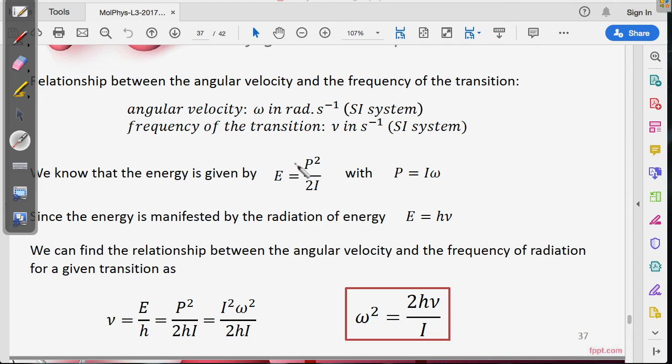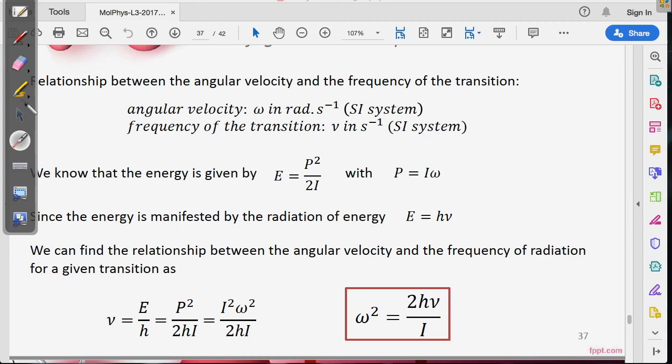You just put these two equal together. If you put them equal together, you will find that nu equals E over h and E equals p squared over 2I. This is I squared omega squared over 2I. You basically solve for omega squared and you find that omega squared is 2h nu over I. So this just gives us the angular velocity, because in all the cases before, we did not use the angular velocity. We did not know how many times per second the molecule is actually rotating. And this is how we calculate it.